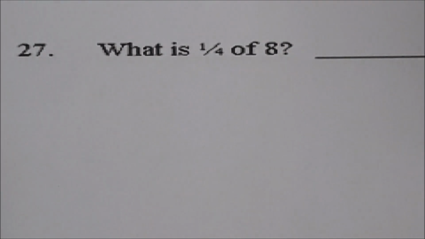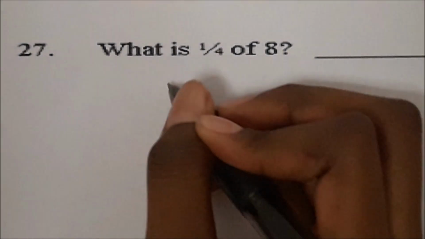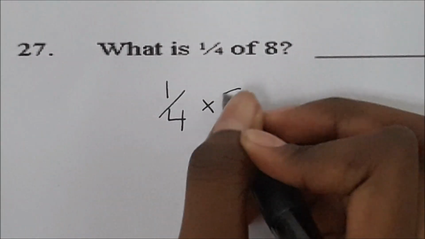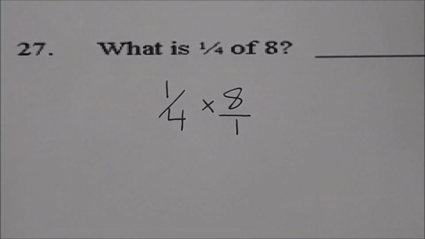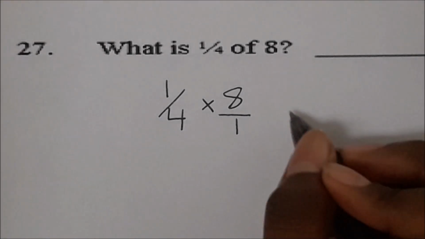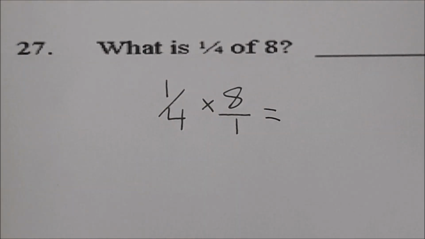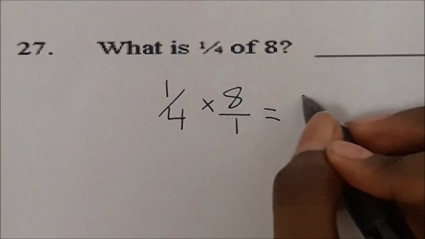Number 27. What is a quarter of 8? What is 1/4 of 8? Write it for me at the bottom if you're going to work it. 1/4 times 8/1. Okay, so of means times, so it's 1/4 times 8/1. Okay, what do you do next? Multiply the top, put equal behind it, and put 1 times 8. You're multiplying the numbers on the top.